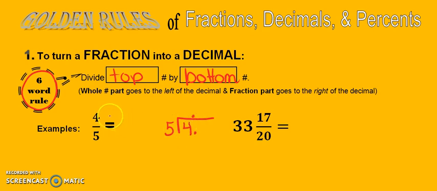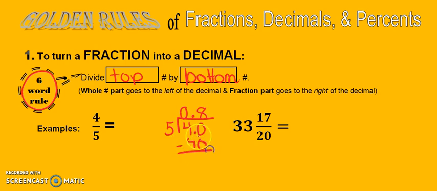Think about it. 4/5 is less than 1 whole. 5 does not go into 4, so we're going to get a number less than 1 whole. This is a good thing. All we need to do is add a 0 after our decimal point. Now think about it as 5 going into 40. How many times does it go in evenly? 8 times. And 8 times 5 is 40.